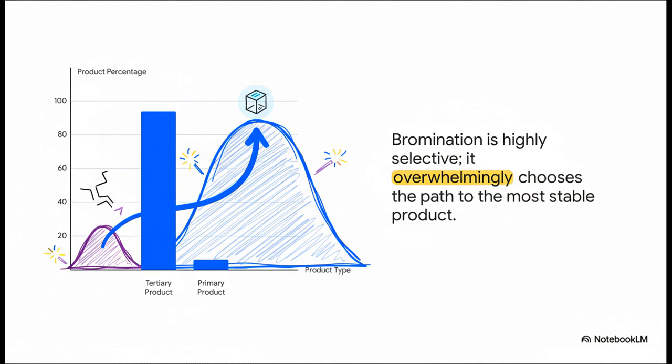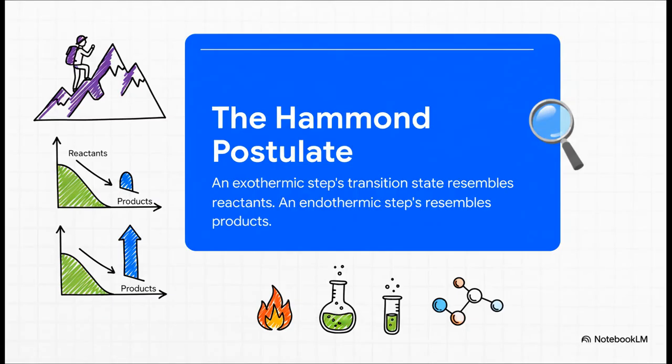It is so ridiculously selective that it picks one path almost exclusively. We're talking over 94% of the most stable product. It barely even touches the other option. So, okay, why? Why is bromine so picky?